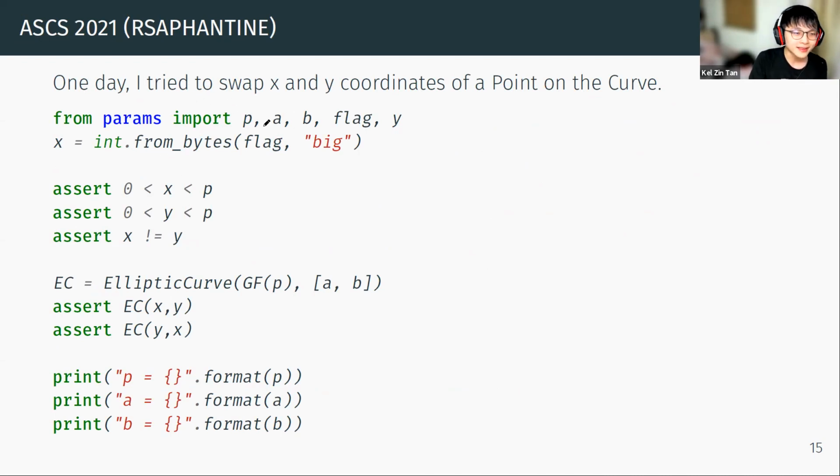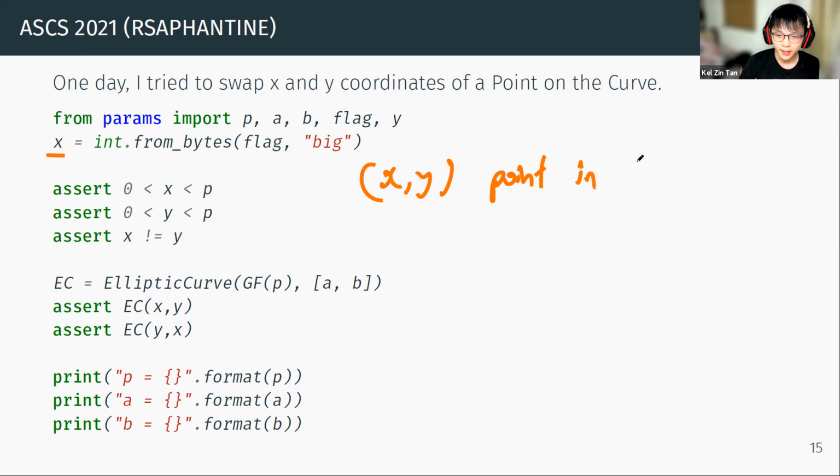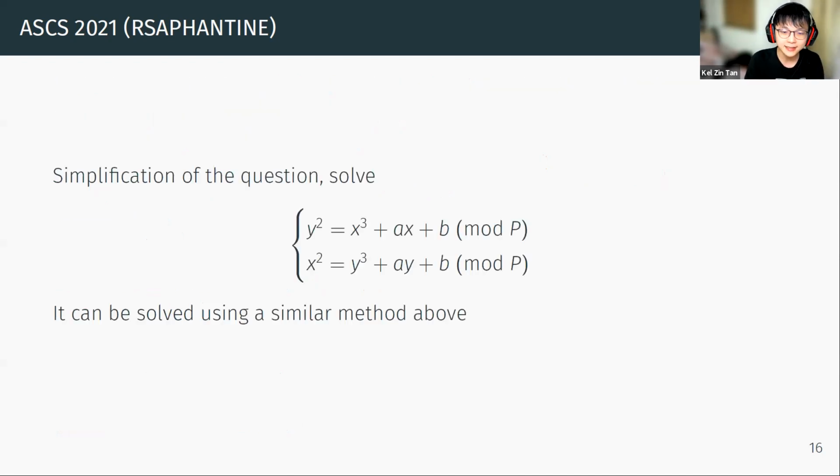So what the author did was, x is the flag, and xy is a point on the ECC curve. The ECC parameters are given here, and then you assert that (x, y) and (y, x) are both on the curve. It means that when you swap x and y, it's still a valid point inside the curve. And if you write it in equation format, it's basically this.